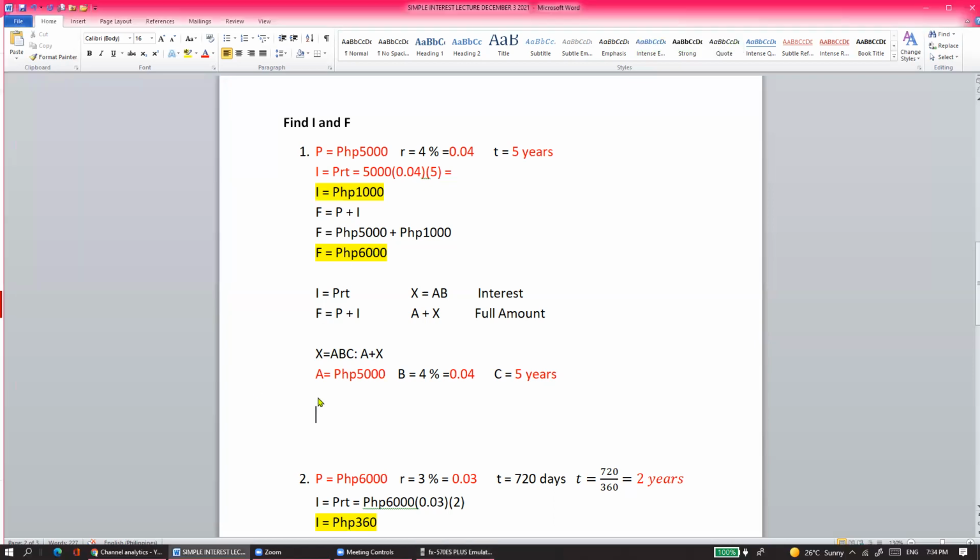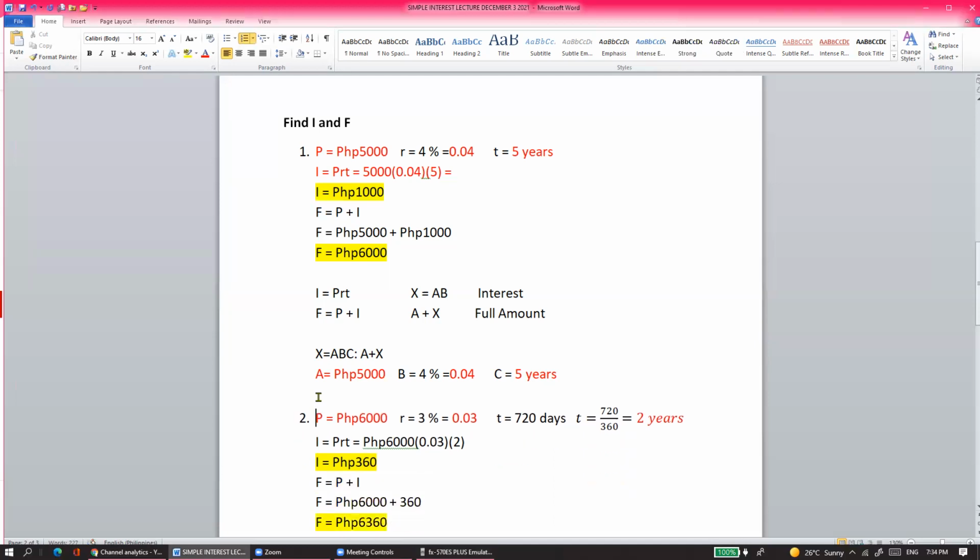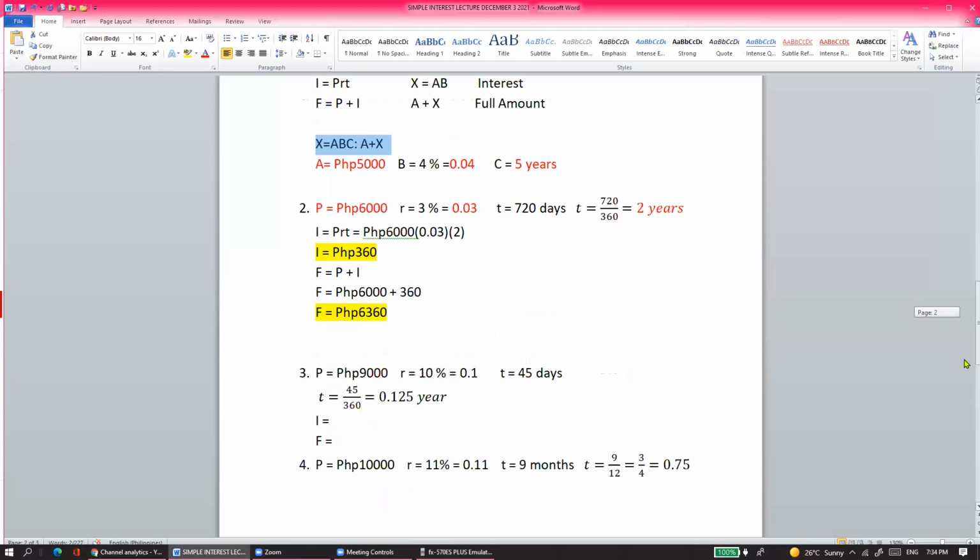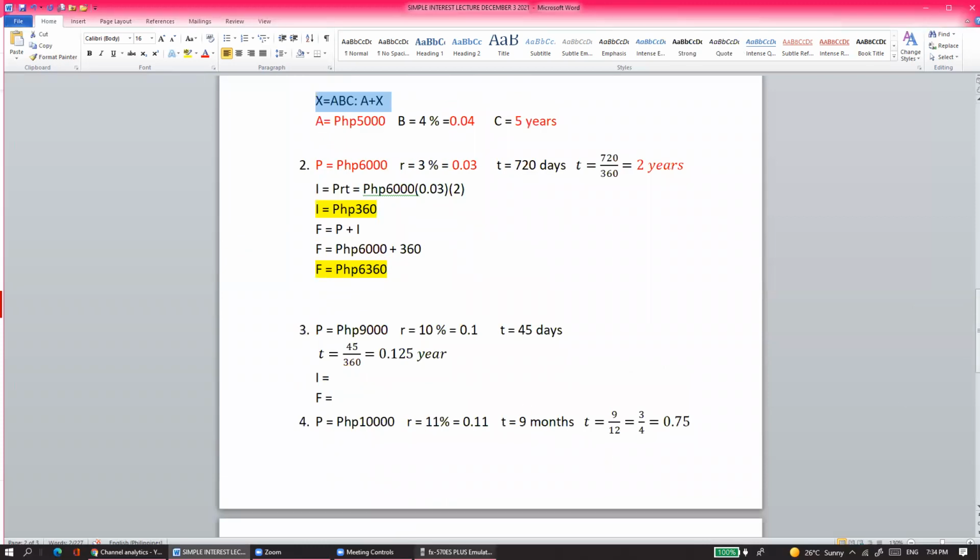And not only that, tingnan mo, anak, no? Hindi na ako magta-type uli nito. Hindi ko na ita-type yan. Proceed na ako sa problem number 2. Na-type ko na, anak, eh. Yan.